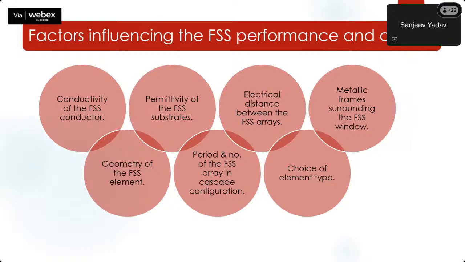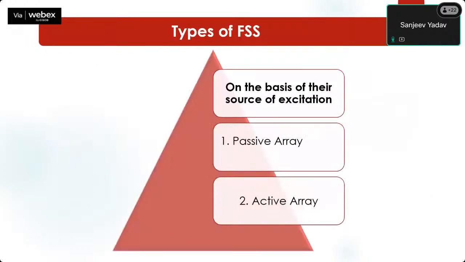There are some factors which influence the FSS performance and design. Here: the conductivity of the FSS conductor, the geometry of the FSS element, the permittivity of the FSS substrate, the period and number of FSS arrays in a cascade configuration, the electrical distance between the FSS arrays, the choice of element type, meaning which type of element we are going to use when designing the FSS, and the metallic frames surrounding the FSS window. So these are all the factors which influence the performance and design. Now the FSS is classified into basically two types: the passive array and the active array.